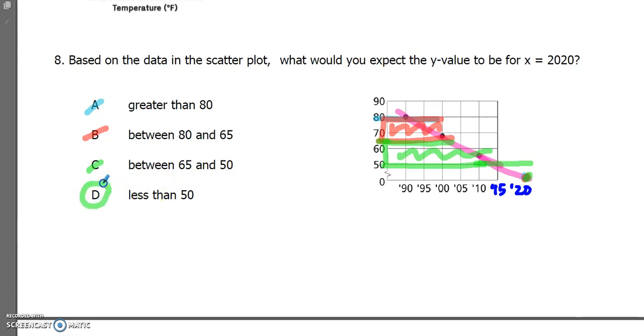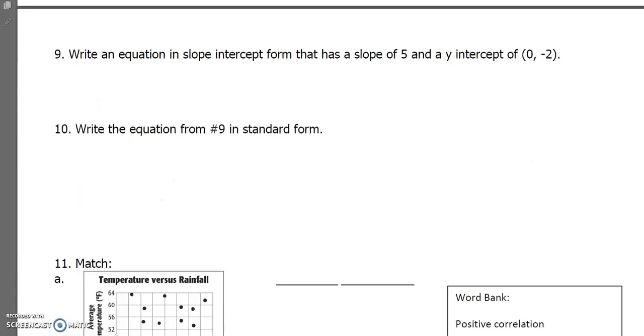So D is going to be the correct answer. Okay, number 9 says write an equation in slope-intercept form that has a slope of 5 and a y-intercept of (0, -2). So just reminding you, slope-intercept form looks like this, y equals mx plus b. And here's my slope, that means that's my m. And my y-intercept is (0, -2).